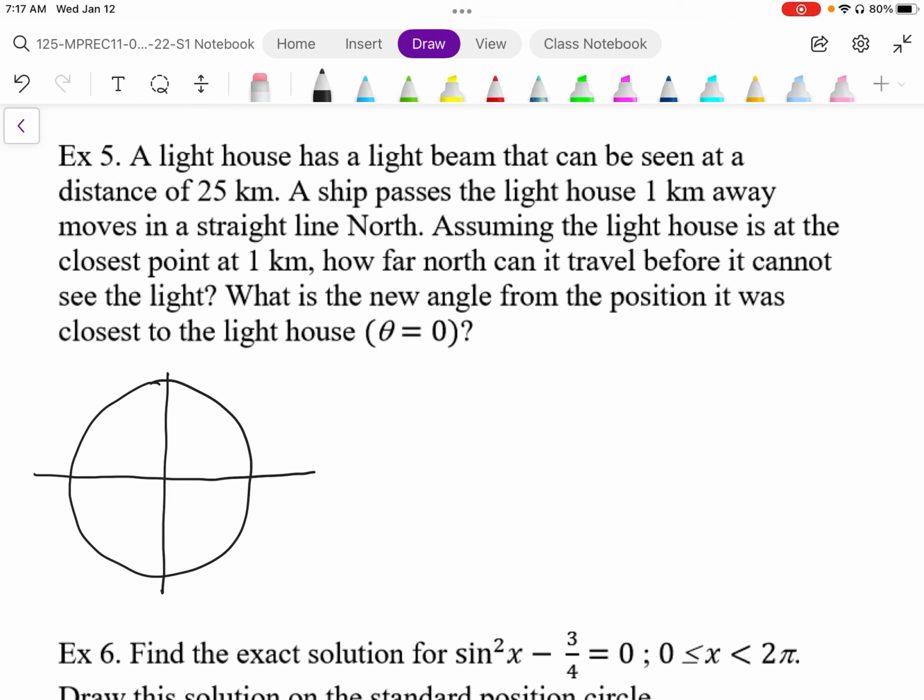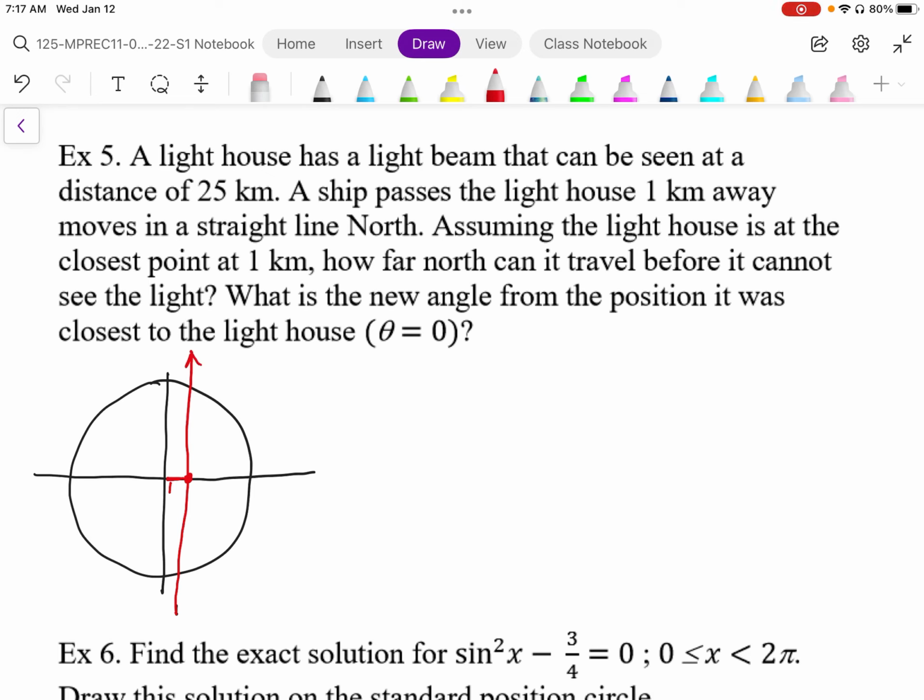Okay, so it's moving like this. I'll choose a different color. So this is a path of that is going to be the path of my ship. Okay, and that distance is going to be 1 kilometer along there. Okay, so it's passing there and it's moving on a straight line north.